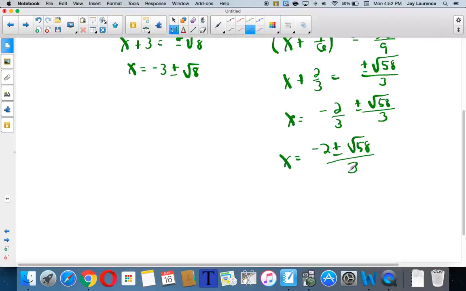Now I should check and see if that 58 can be simplified. I don't think it can. 2 and 29, there's no perfect square factors in there. All right, that's completing the square. Those are exact answers. You can use your calculator to turn them into decimal approximations. All right, that's it for the video.